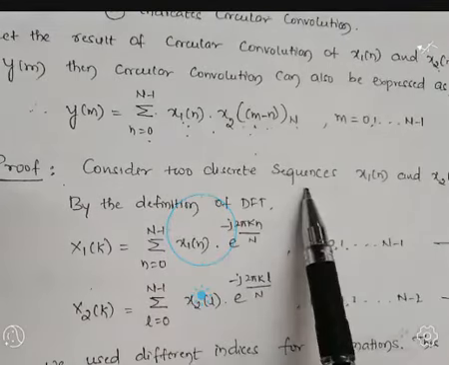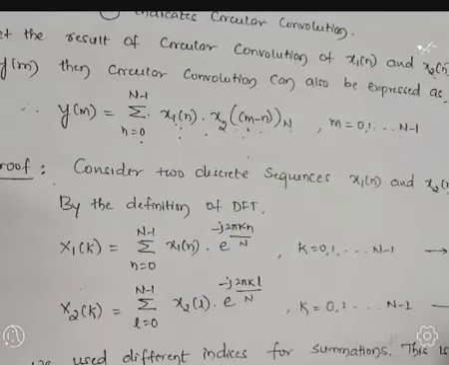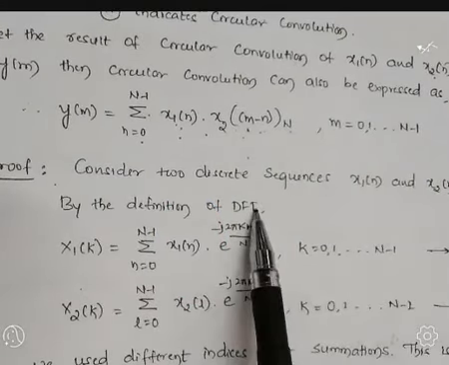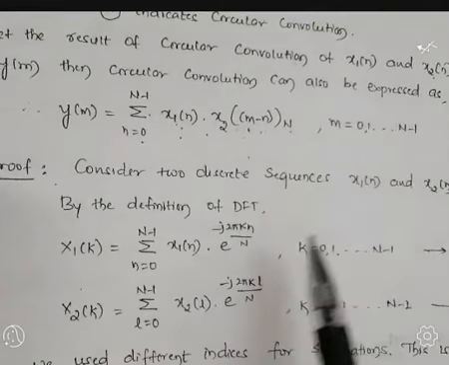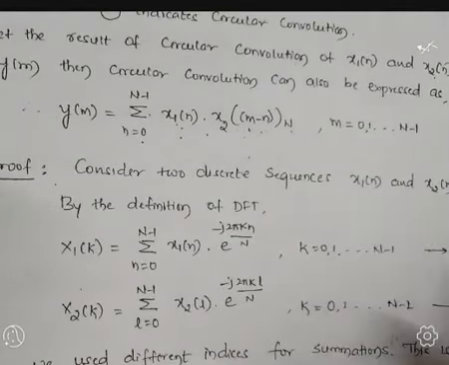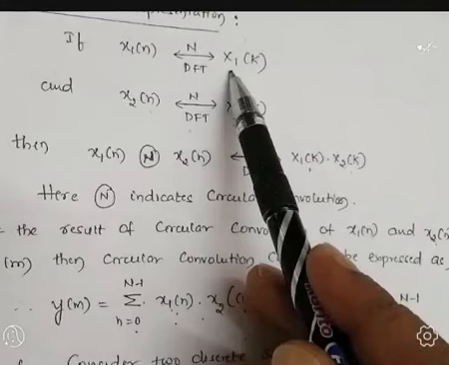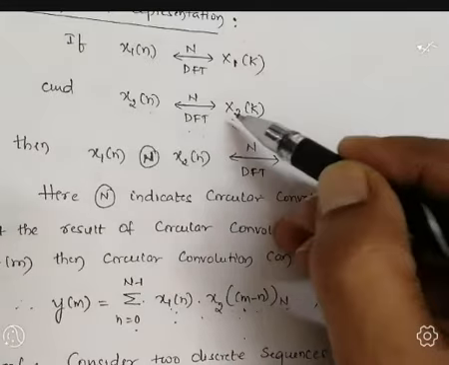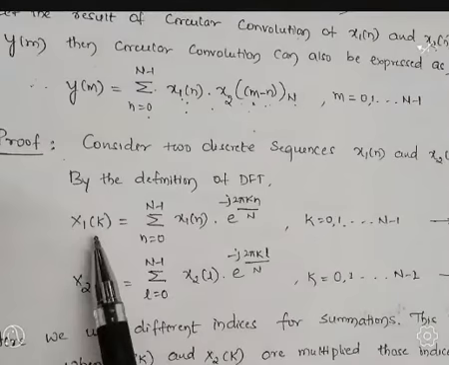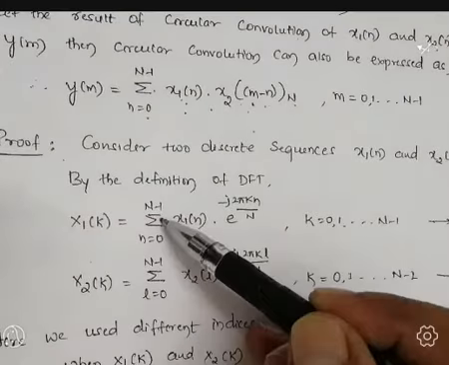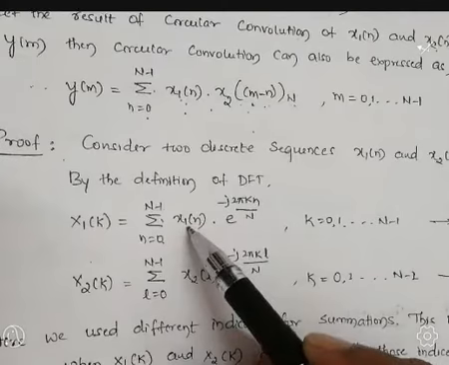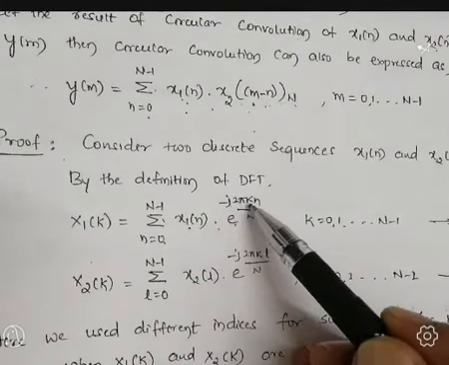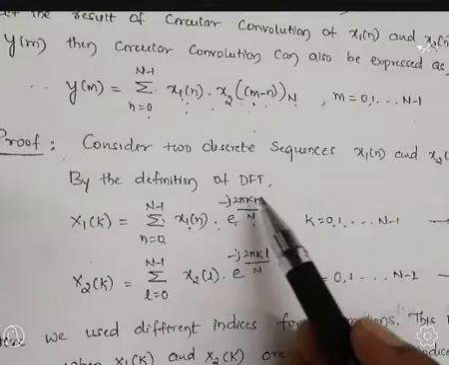Now, first I will write the DFT of the two sequences. Let us consider two discrete sequences x1 of n and x2 of n. With the help of the definition of DFT, first I will calculate the DFT for the first sequence. Already I indicated x1 of k is the DFT of x1 of n, and x2 of k indicates the DFT of x2 of n. So using the definition, we can write x1 of k equal to summation over the limits n equal to 0 to N minus 1 of x1 of n e to the power minus j 2 pi k n by N, where the value of k varies from 0 to N minus 1.